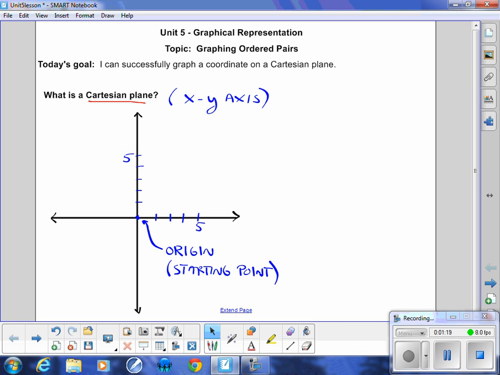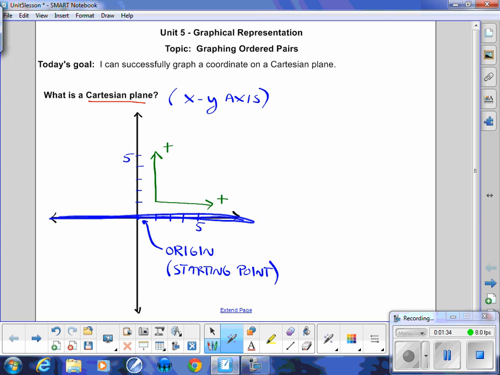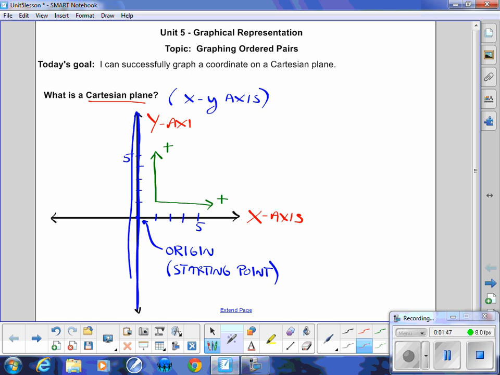So on a note like this, I always remind myself, if I'm going to the right, I'm going in the positive direction. If I'm going up, I'm going in the positive direction. And finally, the horizontal line here, this one right here, is what we call the x-axis. The x-axis, which means that the one that's going straight up and down, or vertically, is what we call our y-axis. Now it's very important that you remember which is which, because when we go to plot our points, you need to know which is the x and which is the y.